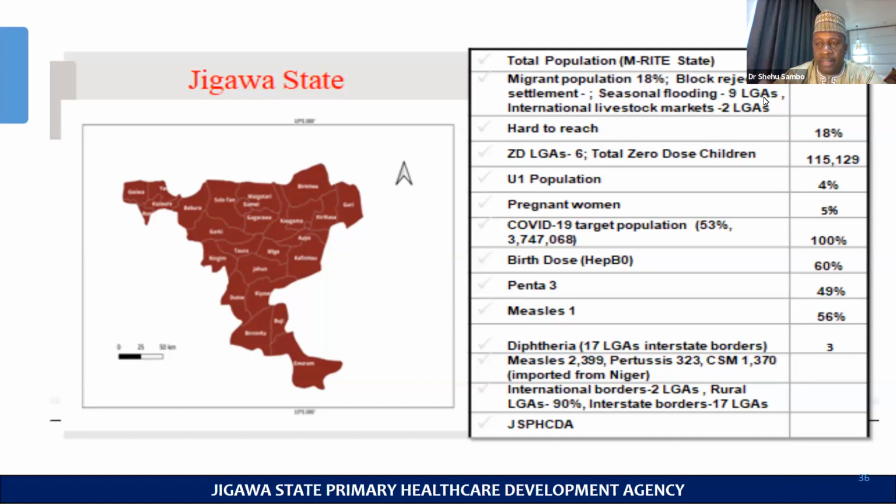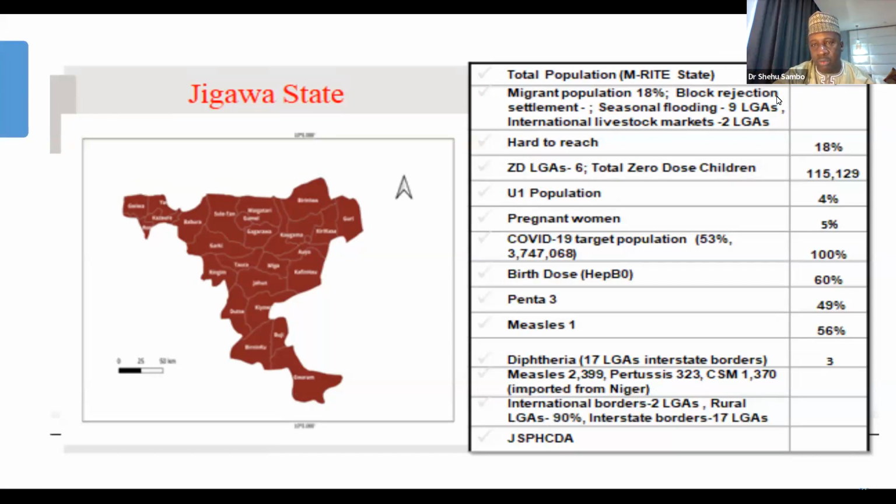There are areas where we have block rejection, settlements, seasonal flooding, and international markets. And then you look at the hard-to-reach areas, those are settlements which are very difficult to reach, 18% of that. So according to our numbers, the zero-dose children in the state number up to 15,129. The proportion of under-1 children, the target for routine immunization, is 4% of the whole population of the state, which is close to 300,000 children.